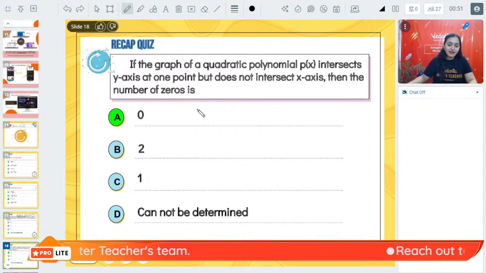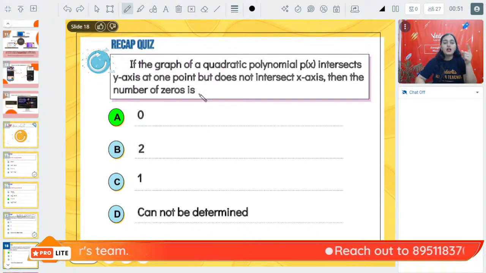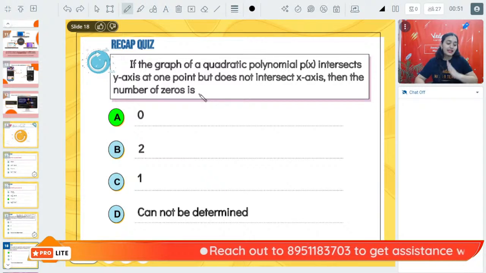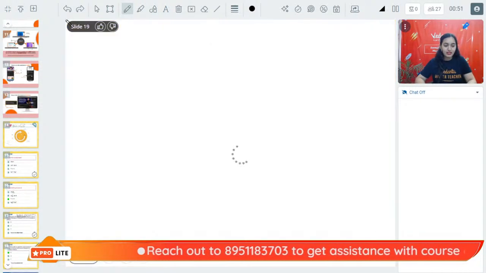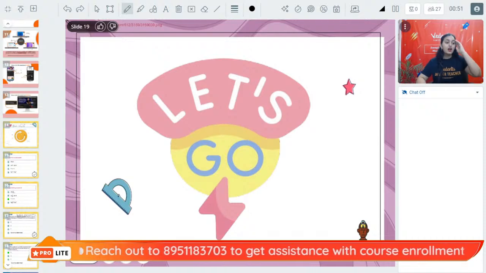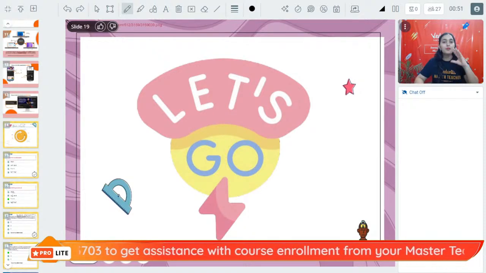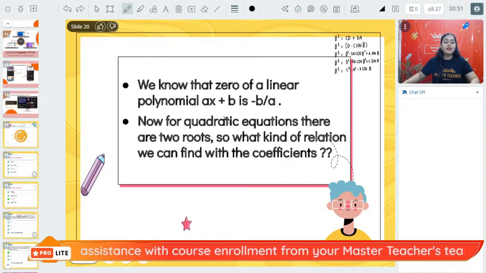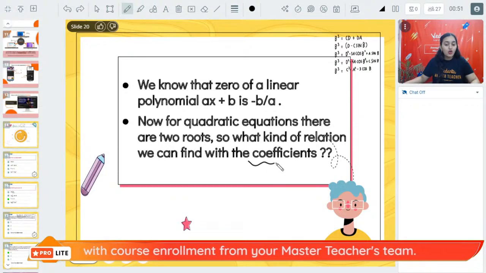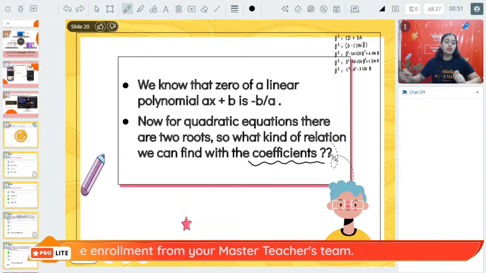Okay. So it is 0, because if it is a polynomial px, then it should intersect the x-axis. Yes, Harshit, I am able to see your chat. All right, now let's learn about zeros of a polynomial and their relationship with the coefficients of the polynomial.